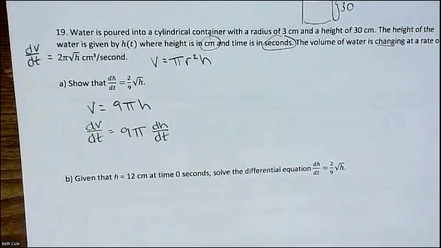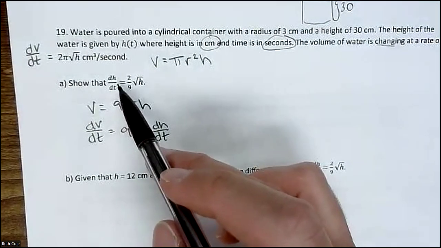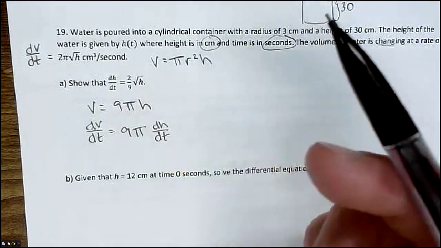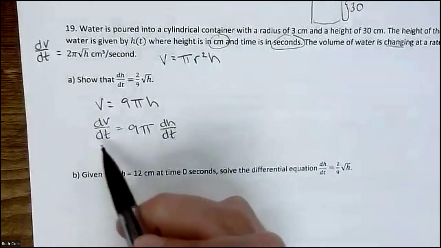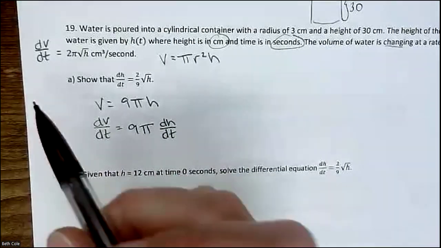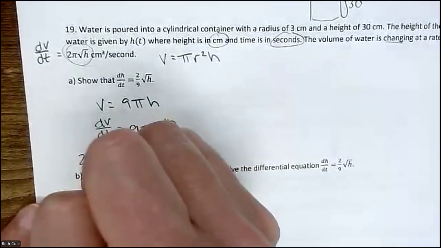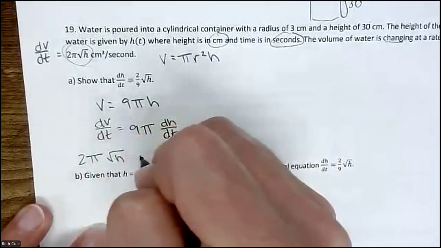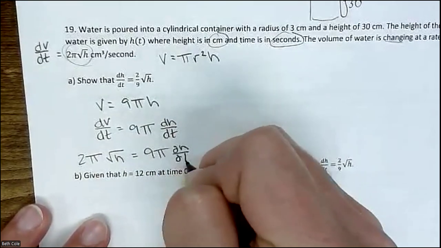Hey, Miss Cole, I'm scared I'm going to forget the dH dt. You won't, because what does the problem say? To show that, you're going to go, oh, I missed a dH dt somewhere because that's what the question's asking. All right, what is dV dt? Because they gave that to us. Yeah, that thing right there. So it's going to be 2 pi square root of h equals 9 pi dH dt.